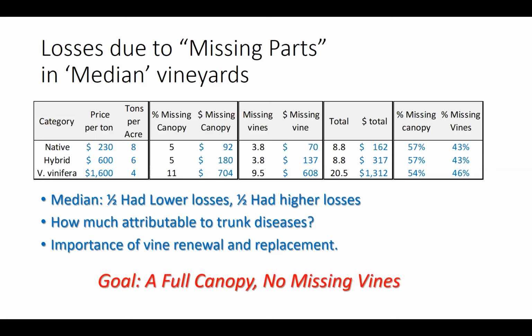So I'm going to close here with saying that if you want a vineyard, your goal should be to have a full canopy and no missing vines, and that implies going through and replacing things at regular intervals. So with that, I'm going to turn this back over to Annie for her management section.